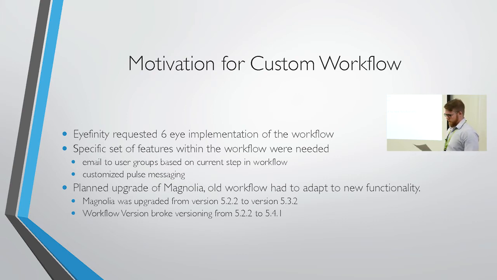So our motivation for the custom workflow. Eyefinity had requested a 6-eye implementation. Obviously, as Rich said, we have a 4-eye implementation out of the box, so we had to expand upon this. The 6-eye implementation needed to have some specific set of features in it. What this needed to do was email specific users in the right groups of users, as well as a customized pulse inside Magnolia and the pulse messaging system. We wanted to make sure they had all the information they needed in the right format.